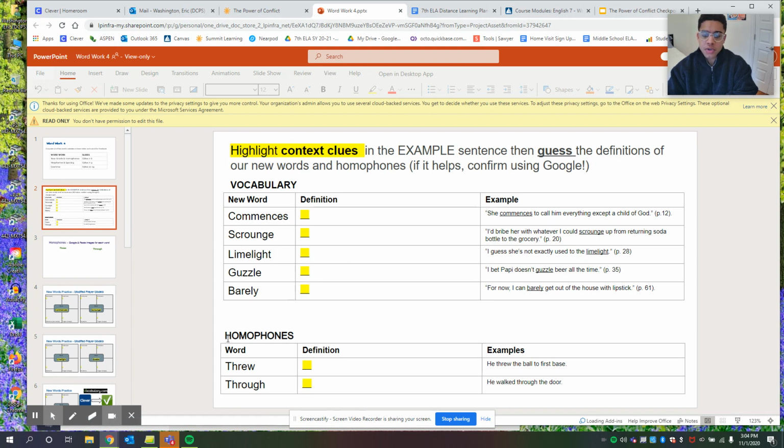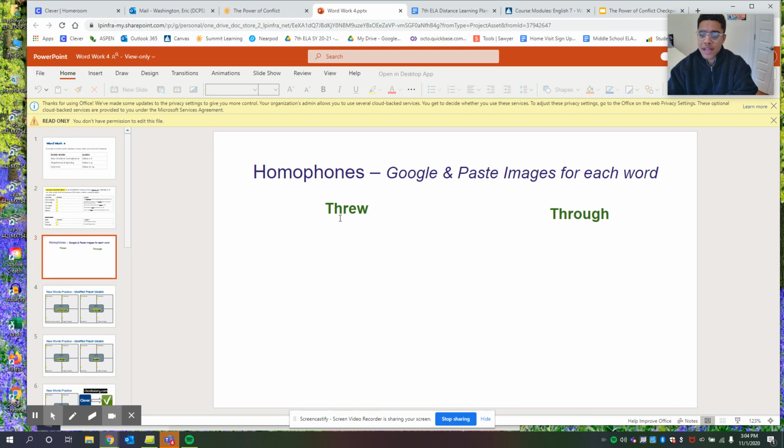Okay, and you'll do the same for the homophones. Again, for the homophones, you'll come up with an image that is related to this way of spelling through, and paste an image that is related to this way of spelling through.